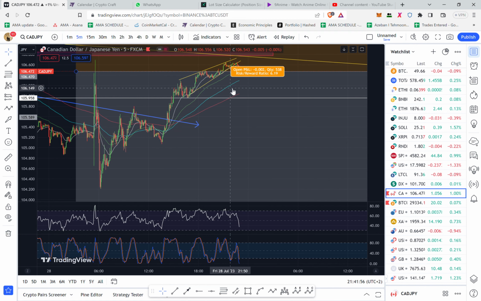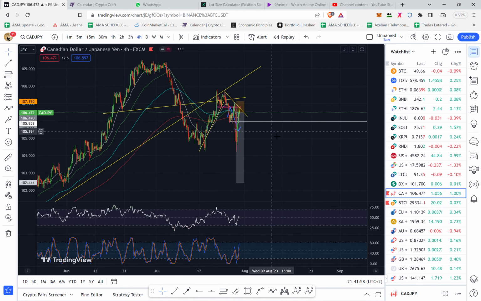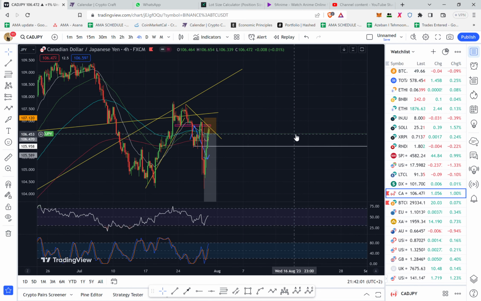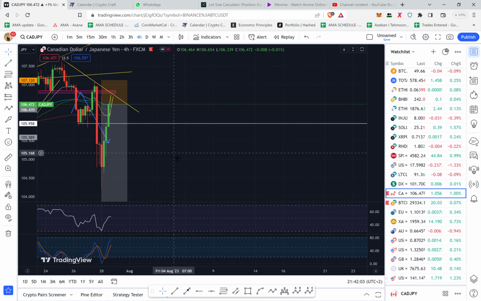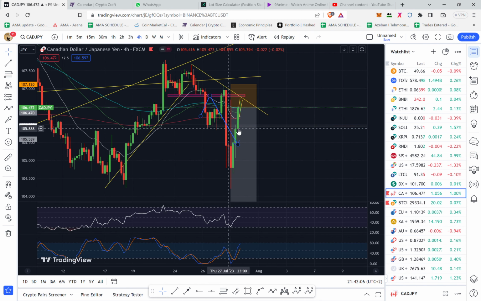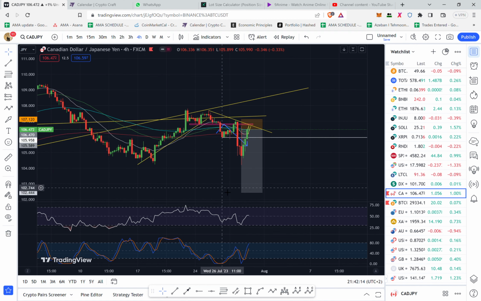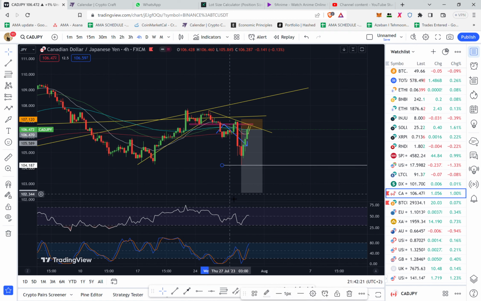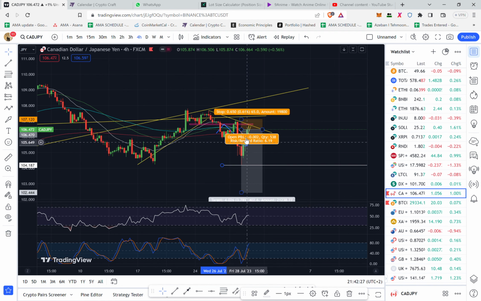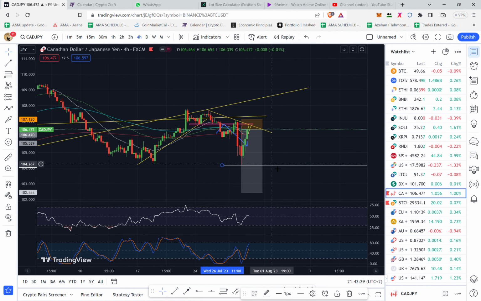I'll open a position with my target one being that low right there of 105.958, and target one being that low right here, 104.187, and then target 2 being 102.444. So I'll be taking profit positions, and that's my plan for the week ahead.